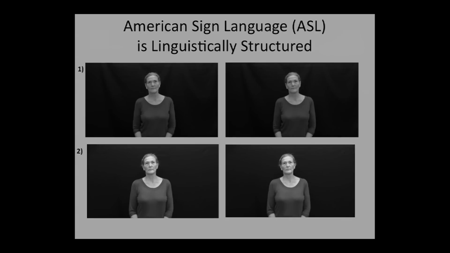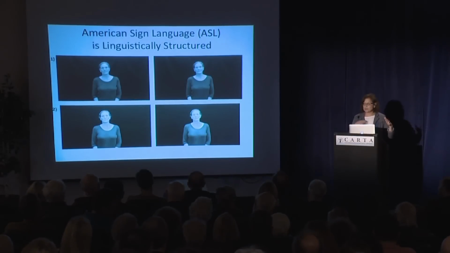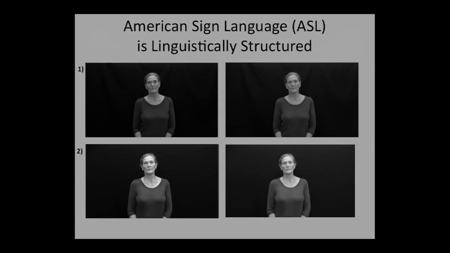So American Sign Language has a phonological system, a morphological system, syntax, and so forth. For those of you who don't know sign, I know there are many people here who do know sign, I want to show you what some of this structure looks like. I'm going to play you two videotapes, and for those of you who don't know sign, I would like you to guess which one is syntactically structured. And for those of you who do know sign, maybe you could keep the answer to yourselves.